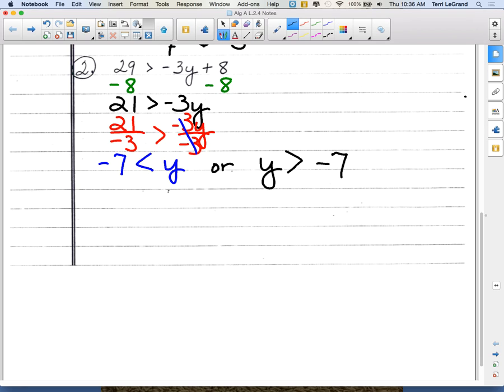So we flipped it twice. Once because we divided by a negative. Second time because we wanted it to be renamed to make it easier to graph. Okay, go ahead and get it graphed.